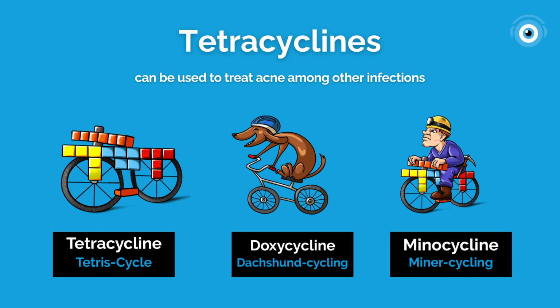Next, we've got tetracyclines. Tetracyclines can be used to treat acne, among other infections. Some generic tetracycline drugs are tetracycline, doxycycline, and minocycline. Now, tetracycline, you'll realize, is identical to the class name, and you're going to see that pop up every now and then. So those are just easier to remember.